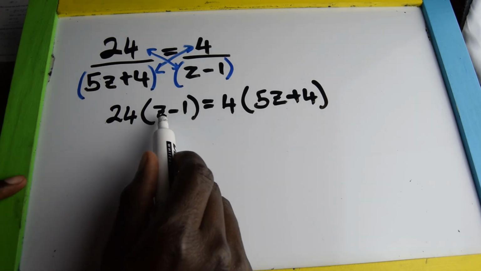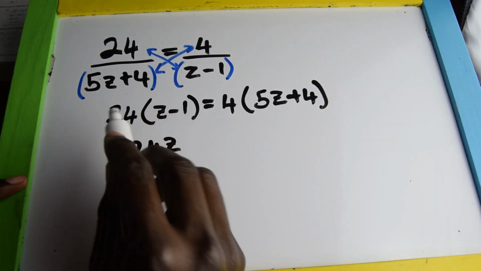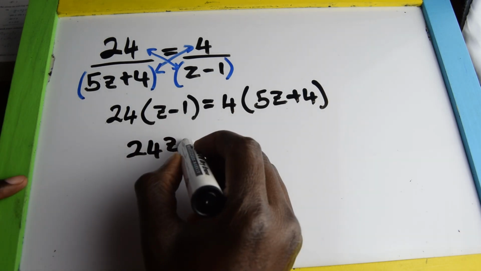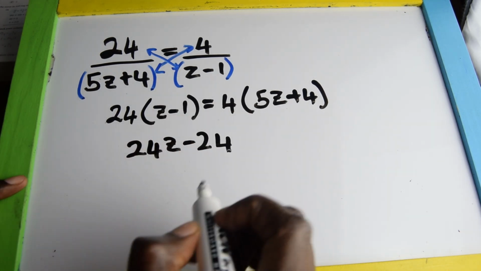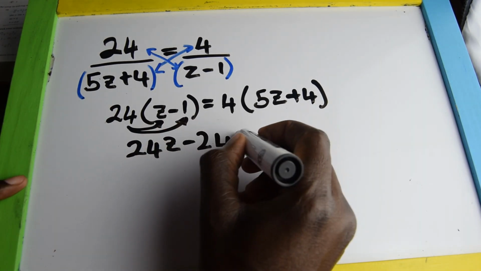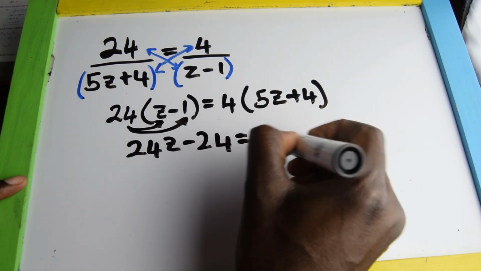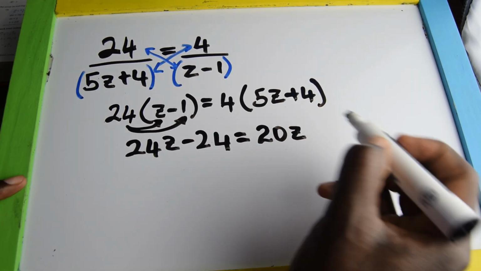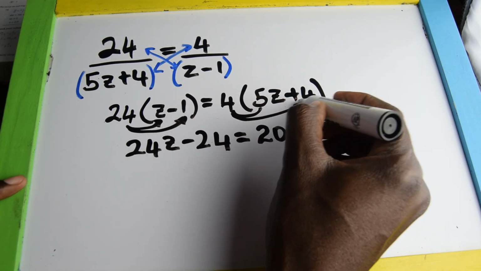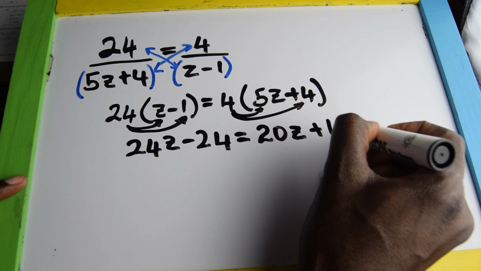So 24 times z is 24z. And then 24 times negative 1 is negative 24. So I just distributed like that. Equal 4 times 5z is 20z, and then 4 times 4 is 16.